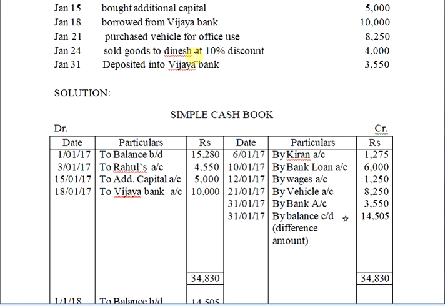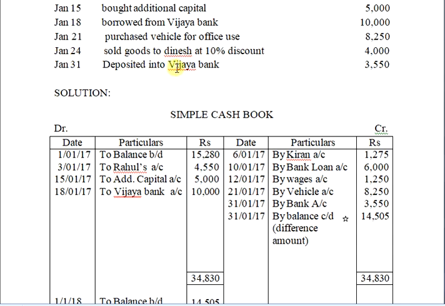My dear students, it is not a cash transaction, it is a credit transaction. So you can ignore this transaction. Why do we need to ignore it? It is not a cash transaction, it is a credit transaction. How can we find out? For example, if it said sold goods to Dinesh at 10% discount for cash, it is a cash transaction and we can consider it. Now we can't consider it, as it is a credit transaction. Ignore the Jan 24th transaction.